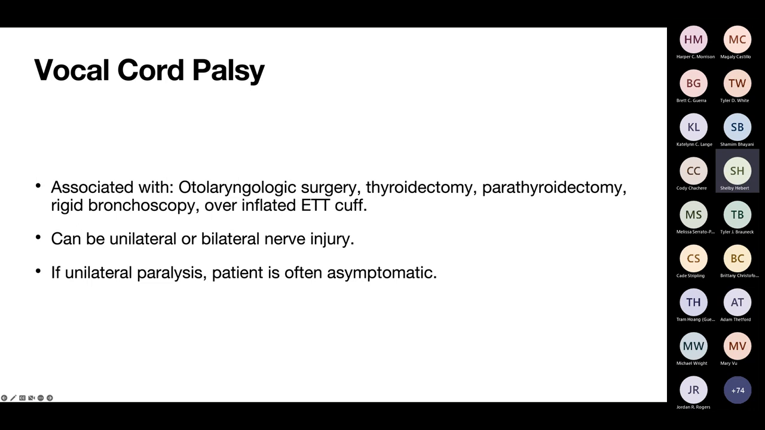Vocal cord palsy is usually associated with ENT surgery, thyroids, parathyroids, rigid bronchoscopy, or endotracheal tubes that are overinflated, especially if they're not in the right place. It can be unilateral or bilateral, depending on where the nerve injury occurs. If it's unilateral paralysis, a lot of times the patient won't be very symptomatic. They may be a little hoarse when they talk. They may sound different when they actually go to phonate. But there may not be any symptoms of it initially.